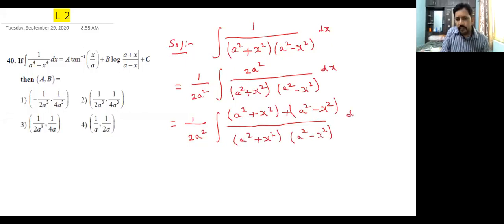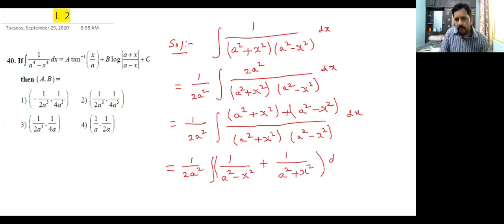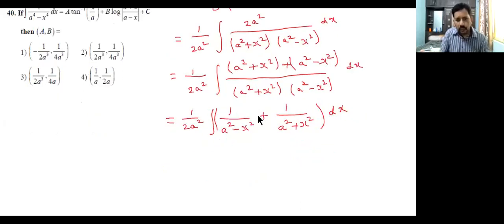Now split. After that, for the first term, a square plus x square and a square plus x square are going to cancel, and we get a square minus x square. For the second term, a square minus x square and a square minus x square cancel, and we get a square plus x square. So finally we have split it into two terms.